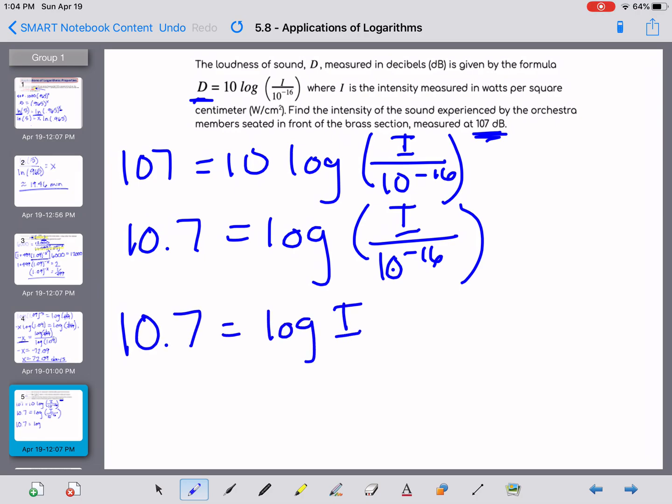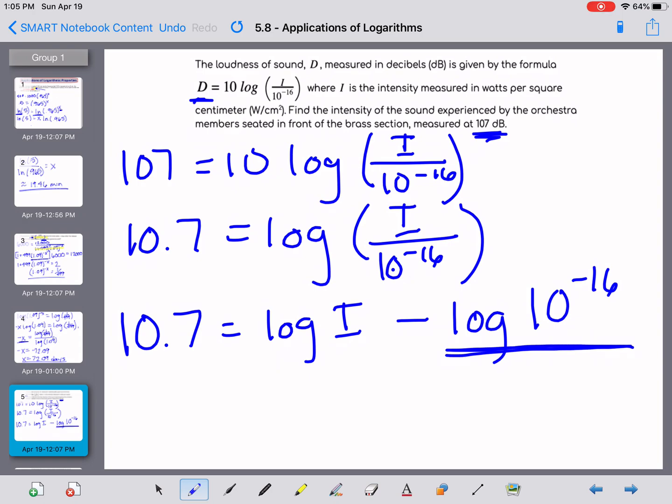Log I minus log 10 to the negative 16. Okay, if somebody gets stuck, oops, that's not an equal sign. Sorry about that. Should be a minus. If people get stuck, this would be kind of the first place if you're still not 100% sure. This is what we can manipulate now.